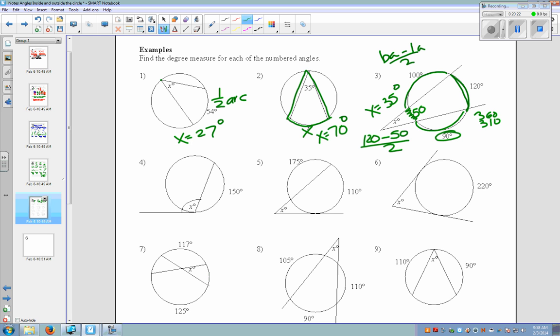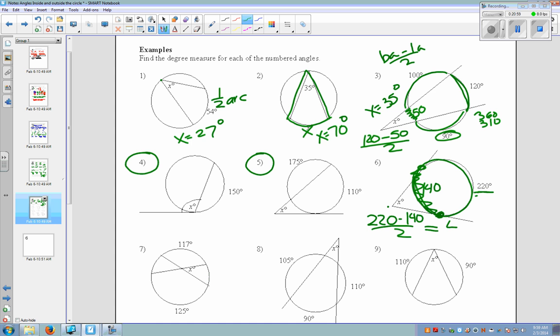All right, I'm going to have you try number 4 on your own. Careful there. And number 5. Okay, let's take a look at number 6 together. Outside. It's an outside one. This arc is 220. So what's the other arc? Well, guys, if you notice, since this is tangent, the other arc is my little arc from here to here. So in order to find the measure of the little arc, I'm going to do 360 minus 220, and I get 140. So x is going to be 220 minus 140 divided by 2, which gives us 40 degrees.